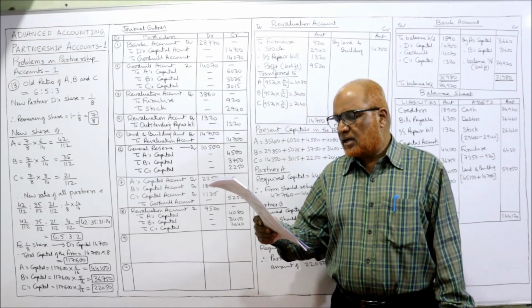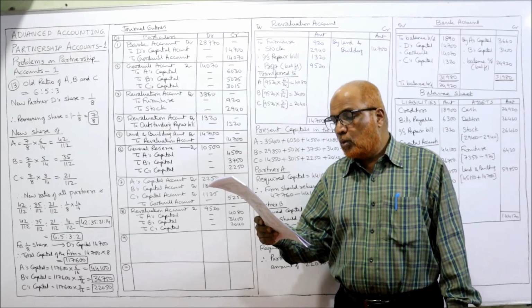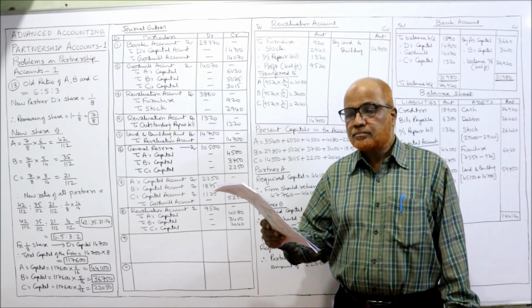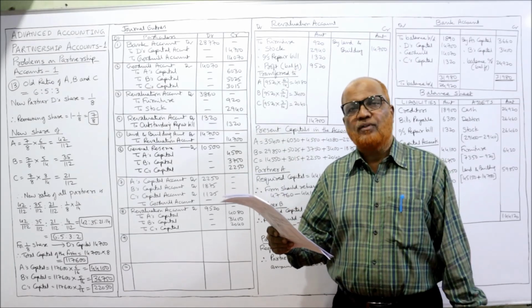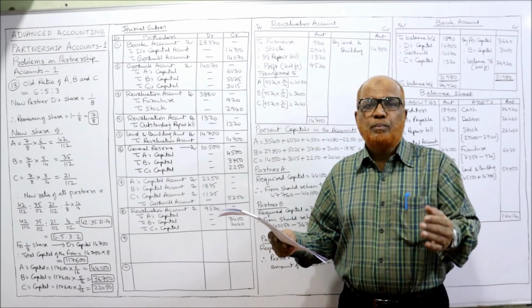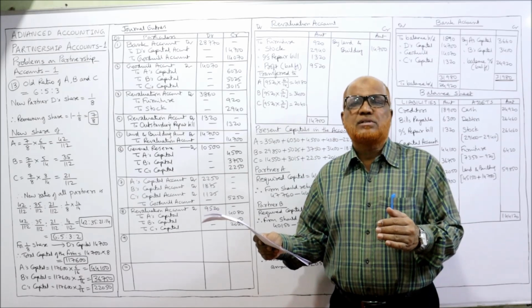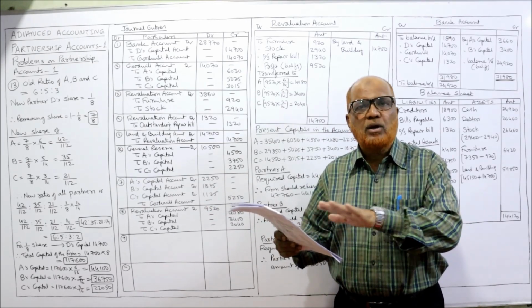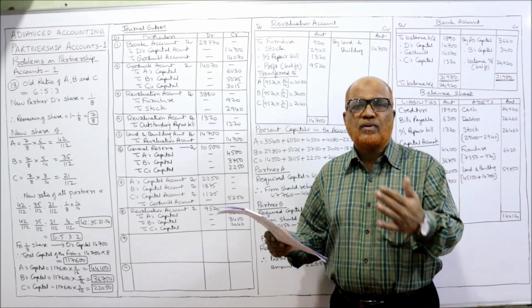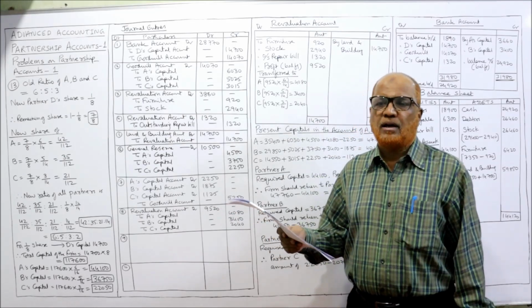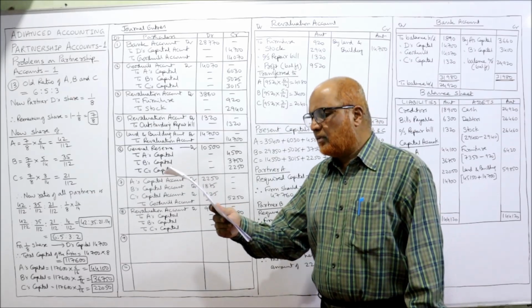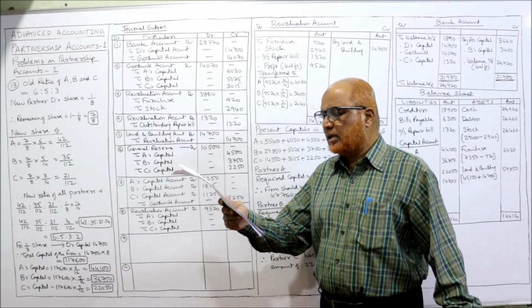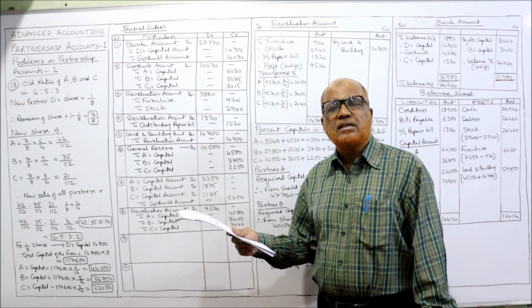Now cash, debtors, stock, furniture, land and building, goodwill. The new point: goodwill is already existing in the balance sheet of A, B and C. So before the new partner comes in, this goodwill should be closed by transferring it to the partners' capital accounts. They agreed to take D into partnership and give him a 1/8 share on the following terms. The new partner is D.